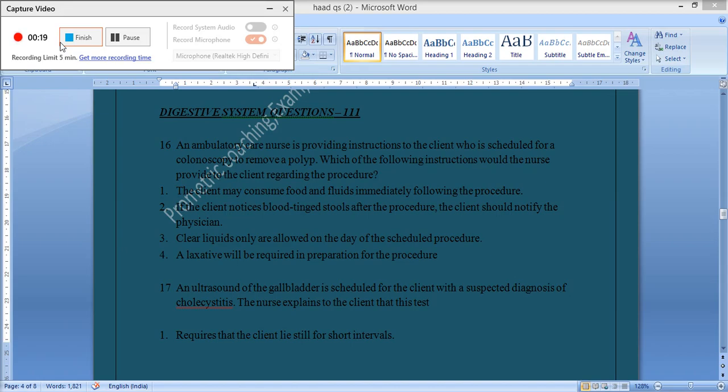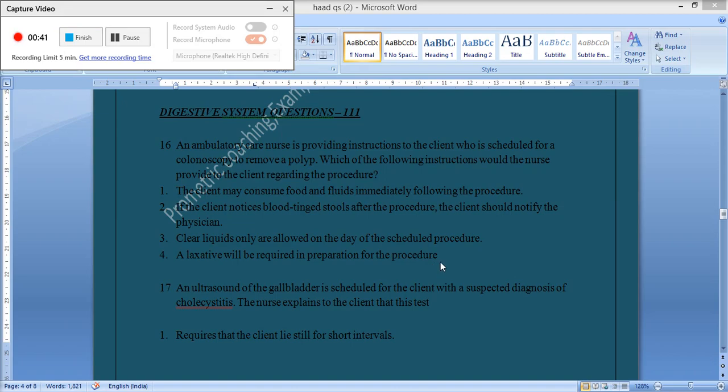1. The client may consume food and fluids immediately following the procedure. 2. If the client notices blood-tinged stools after the procedure, the client should notify the physician. 3. Clear liquids only are allowed on the day of the scheduled procedure. 4. A laxative will be required in preparation for the procedure.